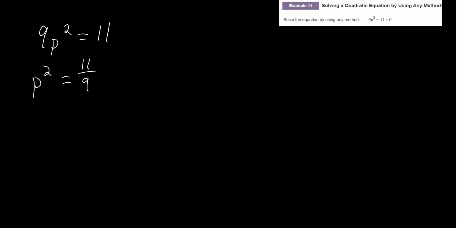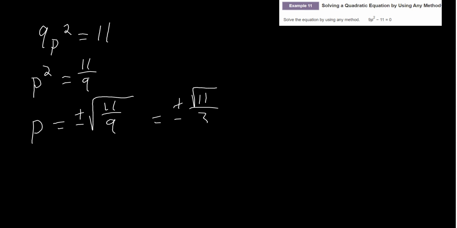And then I guess we're going to take the square root of both sides there. So it's going to be p is equal to plus or minus the square root of 11 over 9, which we know is going to be plus or minus the square root of 11 over the square root of 9, which is 3.